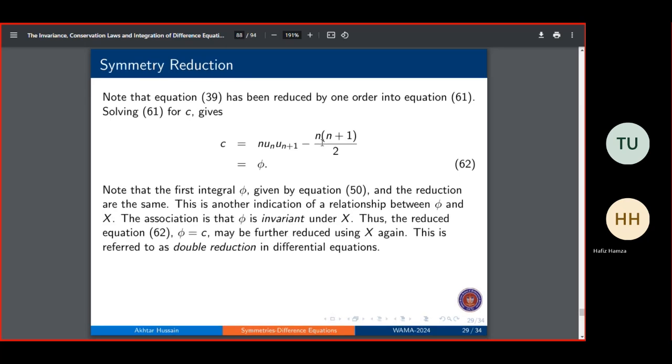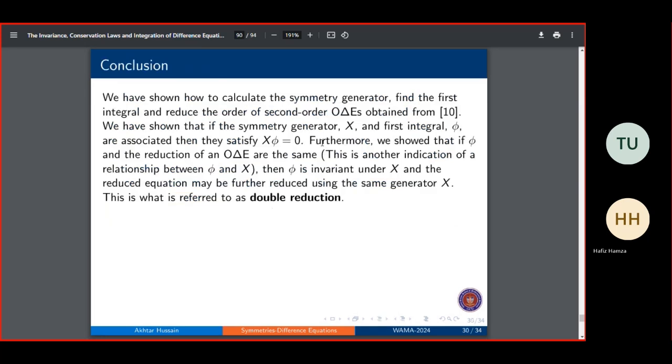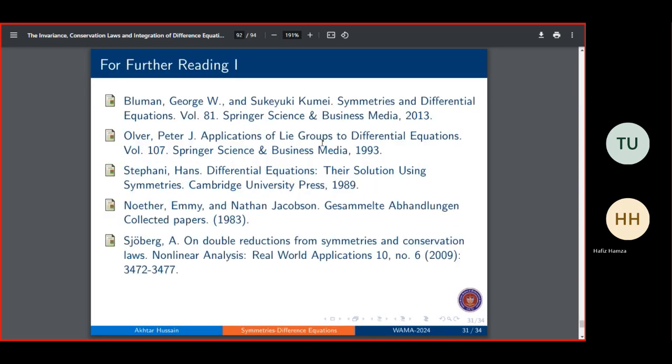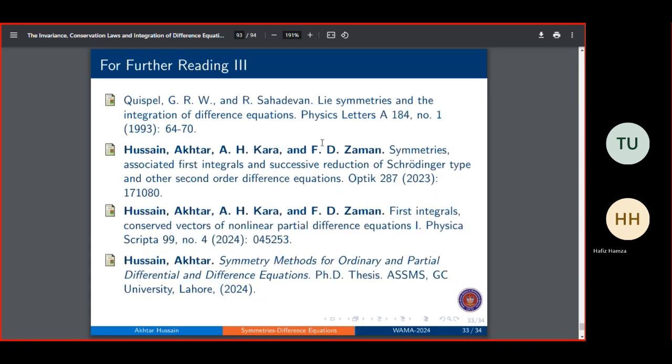So these are the references. These are some references, and this work has been published in this paper. So one can follow these.